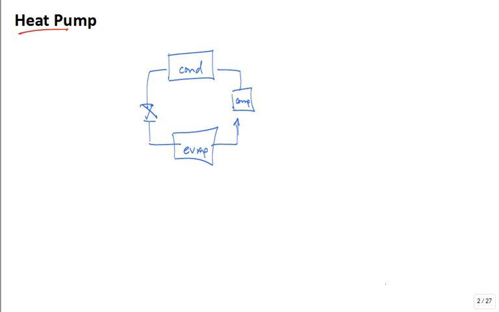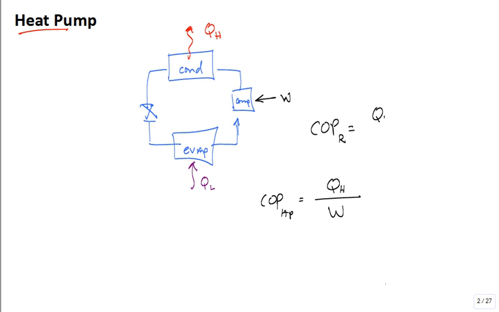The only thing is this is what you desire, a dumping of heat to a high temperature instead of removing heat from low temperature. And this is the work to drive it. And you can define the coefficient of performance for a heat pump as what you desire, Q sub H, divided by what it costs to run it, W. What was the coefficient of performance for a refrigeration cycle? We want heat removed from the low temperature, and you have to provide power to run it.